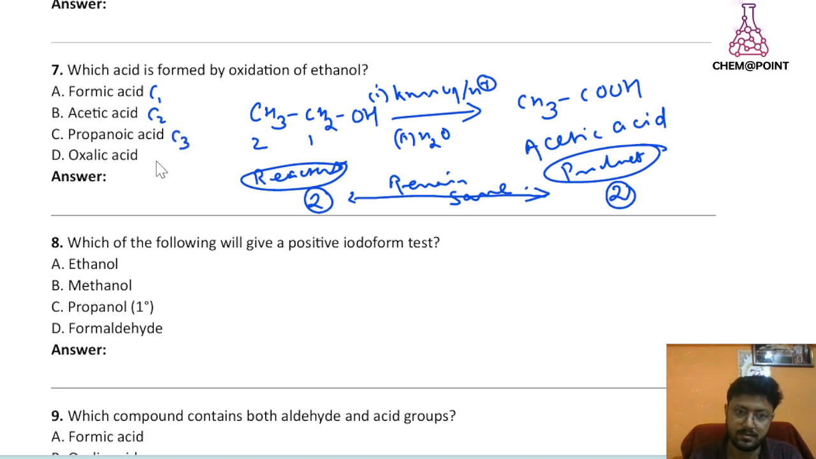Oxalic acid, COO minus, COO minus. That is carbon number 2, but it is a bidentate ligand. Got my point? Anyway, so the right answer is B, acetic acid. Do you understand?